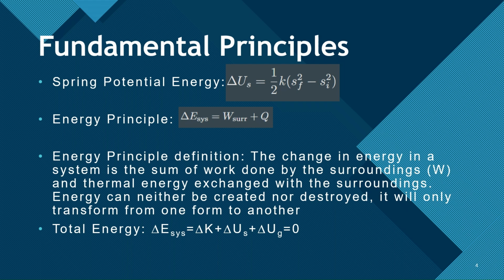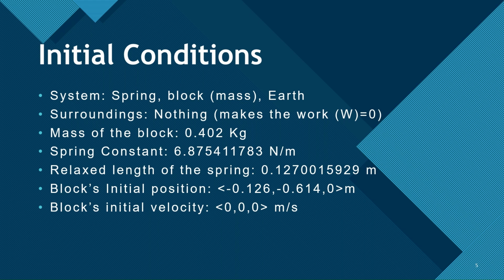In this lab, the total energy will be the sum of the spring potential energy, the gravitational potential energy, and the kinetic energy. The initial conditions we found from the pre-lecture video and Tracker are that the system is going to be spring, block, and Earth. Surroundings is going to be nothing, which makes the work zero.